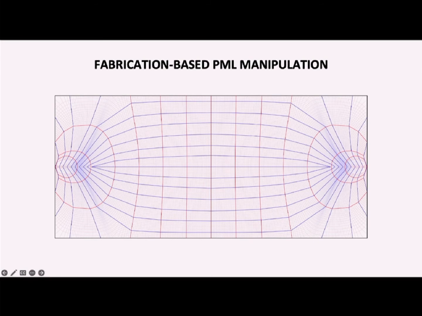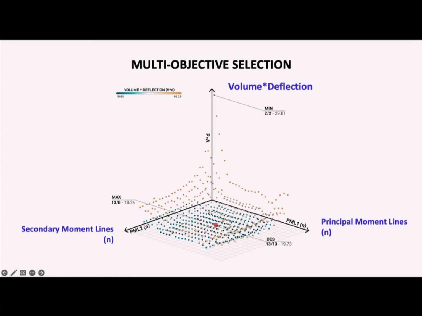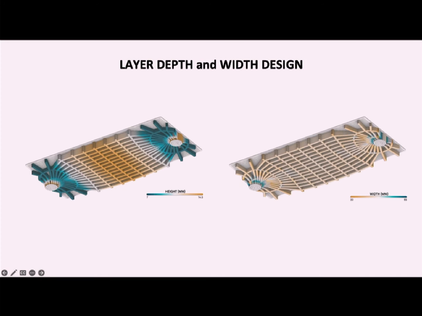So in the same fashion, we extracted our stress lines, in this case moment lines. We selected them looking at volume to deflection. So we did a range of options, and we looked at what was printable and what gave us the best balance between volume and deflection. And then we designed the depth of our ribbed slab.